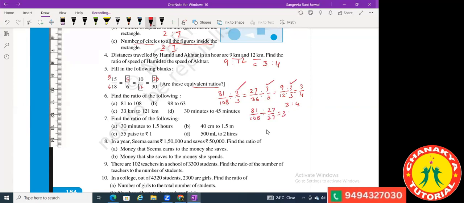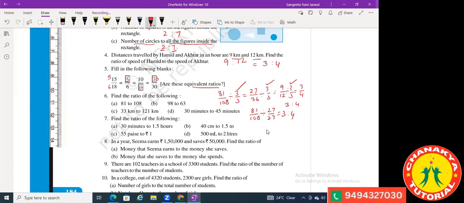Is it? Yes, ma'am. We will get the same number, but this number did not come to our mind because we don't know the table of 27, but we know the table of 3. So yes, we divided with 3. Whatever number we got, we again divided by 3. Then whatever we get as the next result, we again divided by 3. So keep on dividing until you get your lowest form.